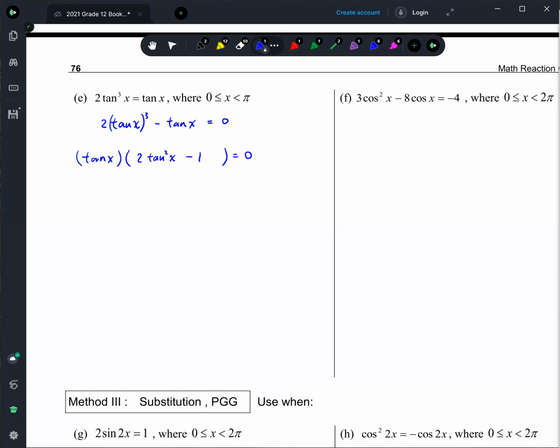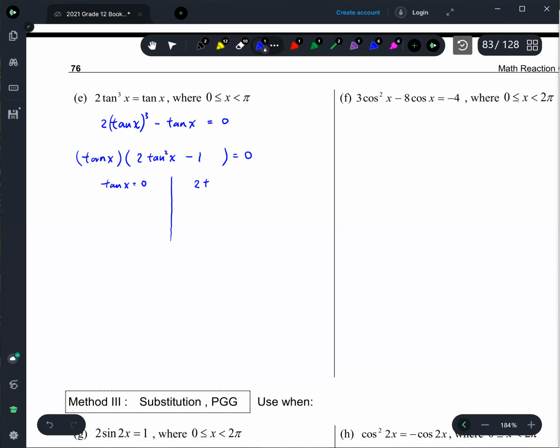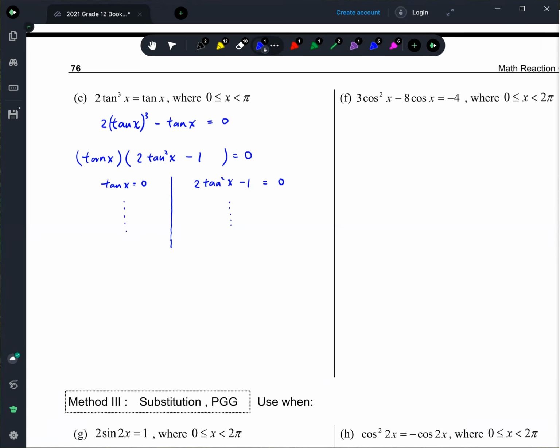So once you get to here, right, you factored it, you can split into 2 parts. Okay, one part will be tangent x equal to 0. The other part is the second bracket, 2 tangent squared x minus 1, okay, equal to 0. So I'll let you take over from here, okay? From each side, please find the 2 answers, okay?